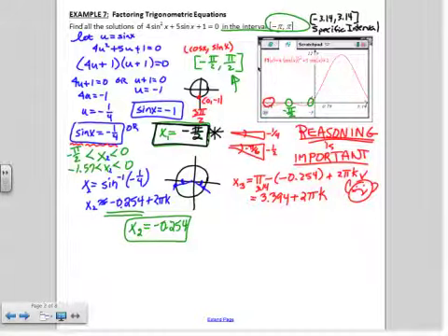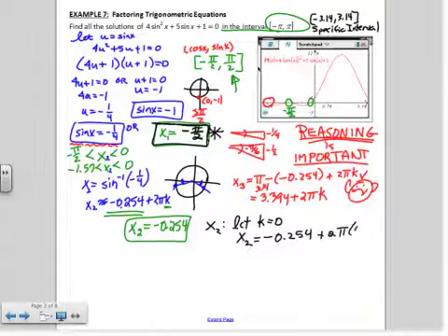Well, this is where that beautiful, what in the world does k mean, comes in. So for our x2, we know we have an x2, but I'm going to use this. Let's let k equal 0 in our x2, and that gives us x2 equals negative 0.254 plus 2 times pi times 0. Okay, that's one answer. Now how do you think we're going to go with x3?